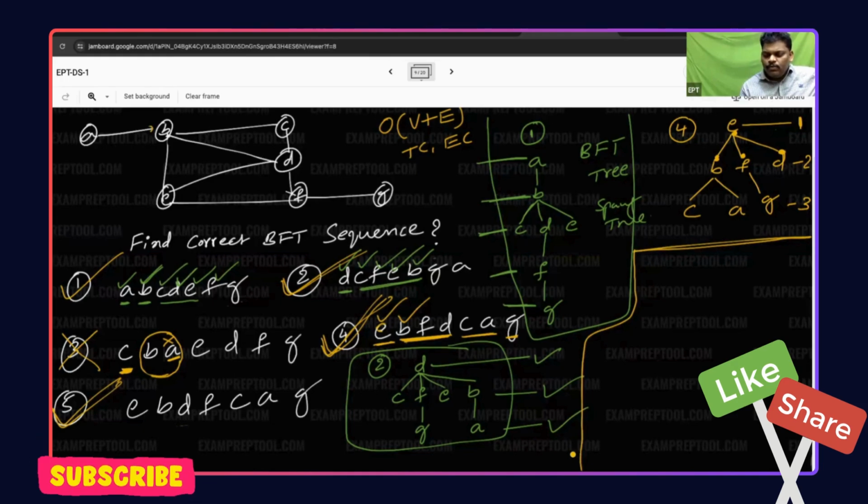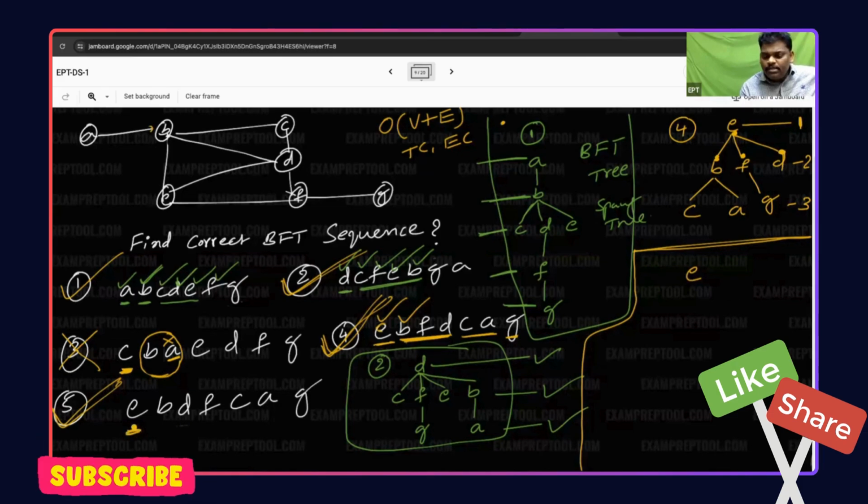Let's complete this also. One more option left out. Which one? The fifth option. Concentrate. Whenever I am writing the first one, you have some problem. Now almost over. Let's concentrate on the fifth also. See the fifth? Start from E.